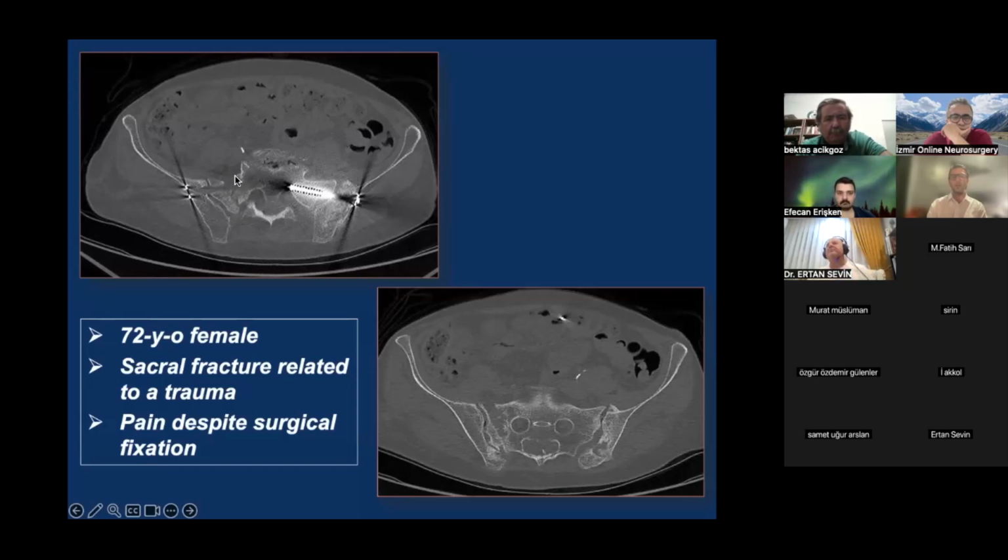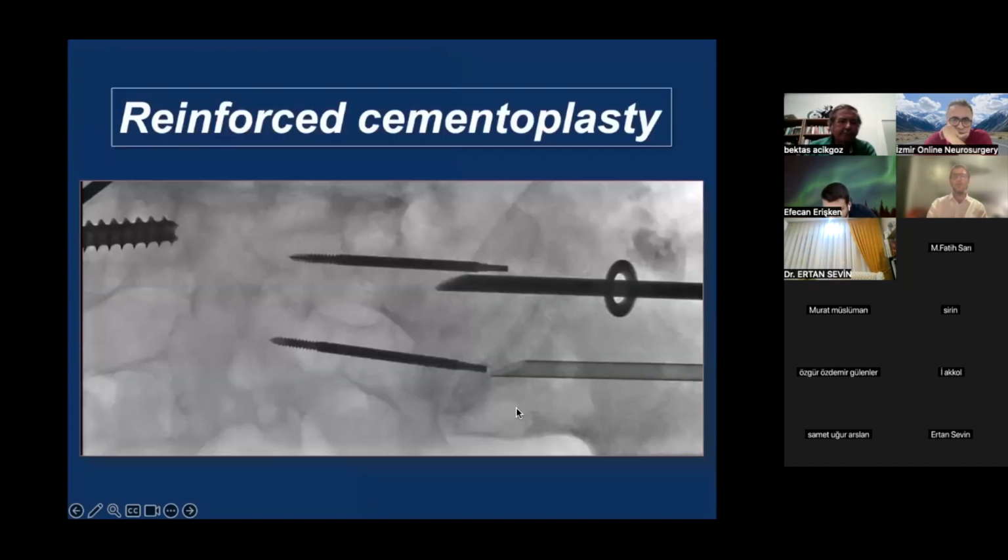So there is an absence of healing of this fracture. That's why the patient is still in pain. You can see here there is an absence of consolidation of this fracture. So we decided to perform a reinforced cementoplasty. As I showed you in the previous webinar, we put some spindle in the fracture, and afterward we inject some cement to consolidate this setup.